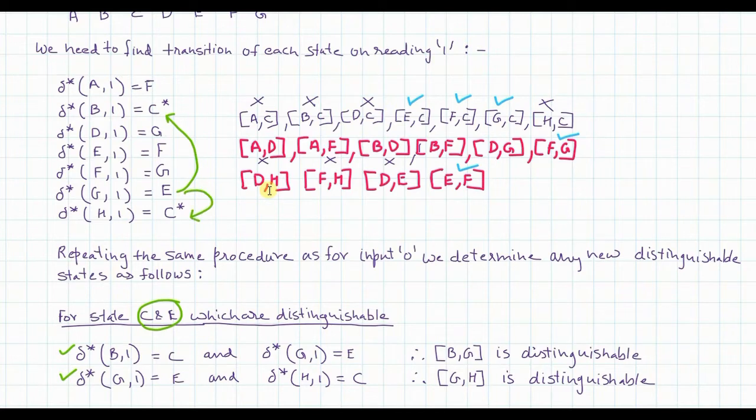Now you see state B on 1 gives you C, and state G on 1 gives you E.